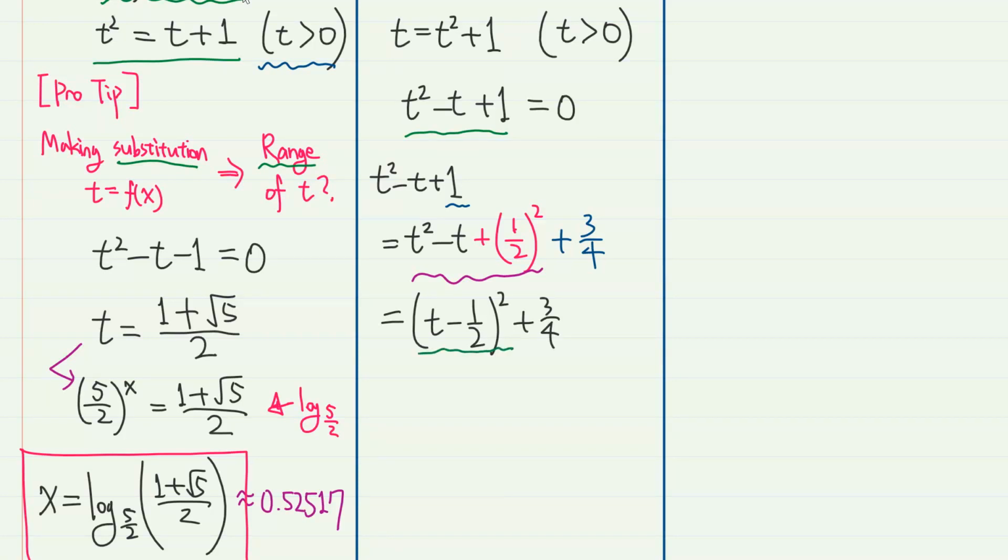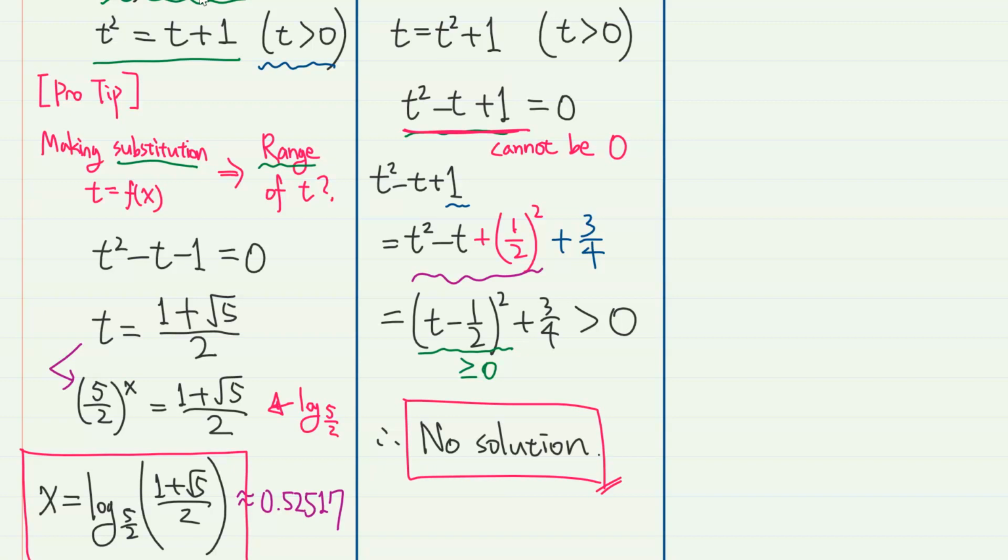And this part, (t minus 1/2) squared, is non-negative. So this entire thing is positive. This means that this left-hand side cannot be 0 for any real number t. Therefore, in this case, we have no solution. So we have solved the second one.